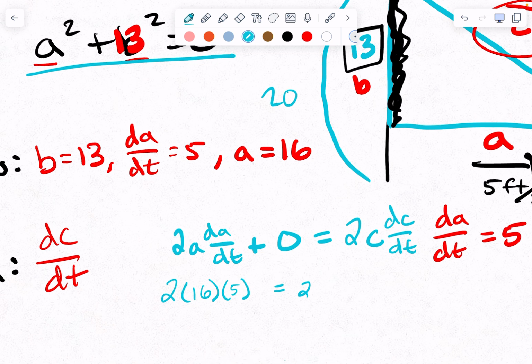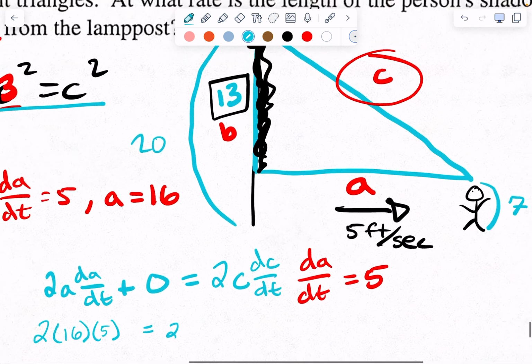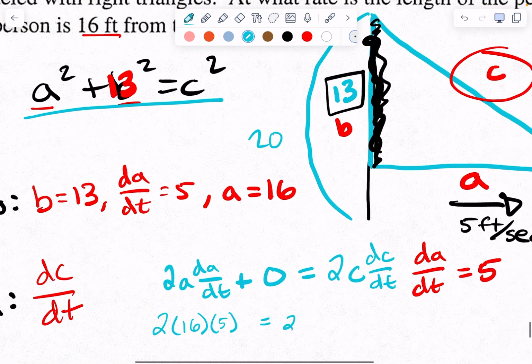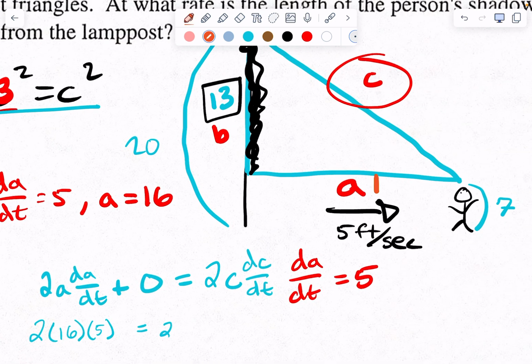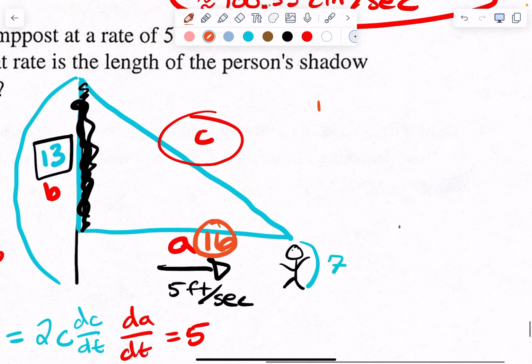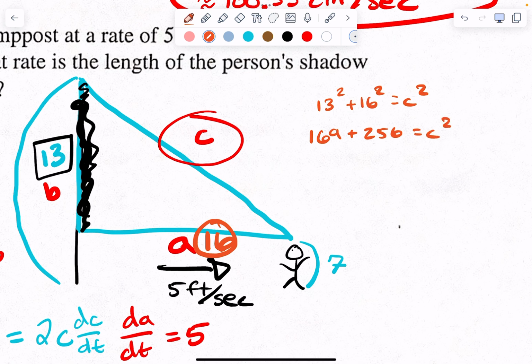Why did they give us B if we don't even use B? Because we have to use it to find C. Duh. A is 16 and B is 13, and I can find C at that exact moment. So 13 squared plus 16 squared equals C squared. 169 plus 256 equals C squared. That is 425, so C is 20.6.